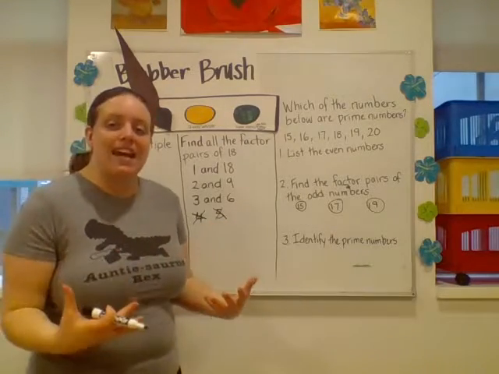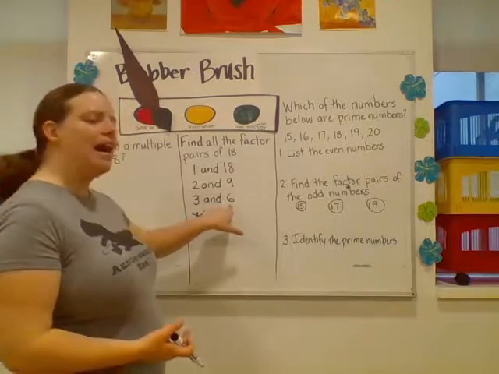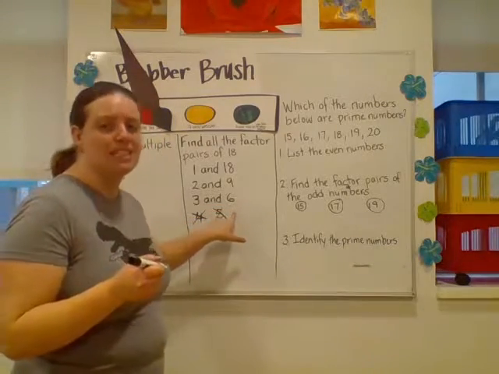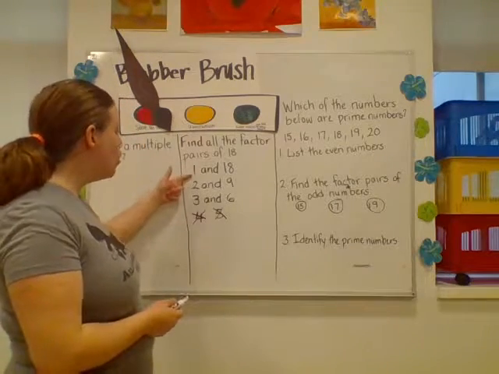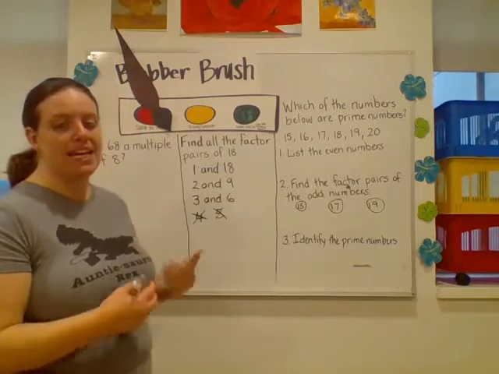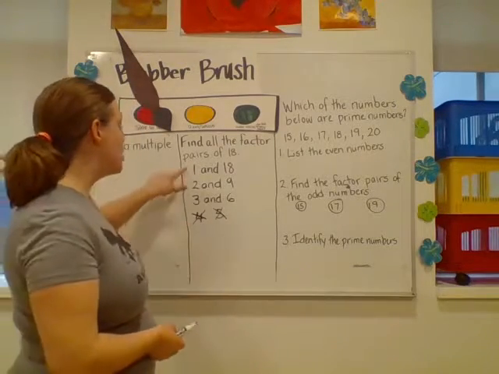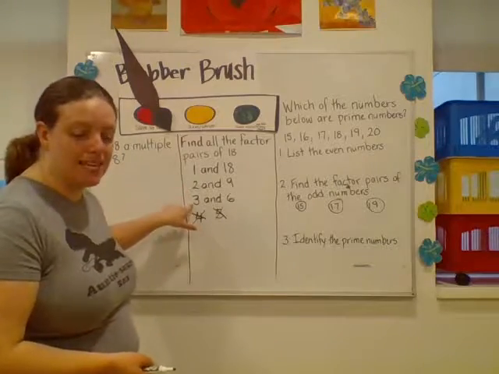All right, and then I hit 6. Now, 6 is a factor of 18, but I have already used 6, which means that I have now found all of the factor pairs of 18. So 18 has 3 factor pairs: 1 and 18, 2 and 9, and 3 and 6.